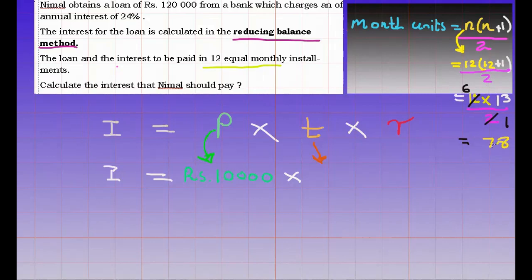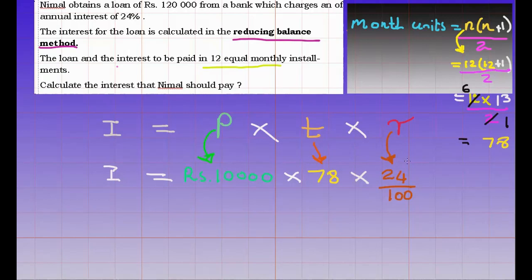So what do you write in the place of time? You write the number of month units. This is something special you do for reducing balance method interest calculations. All right, times. Now comes the rate, the interest rate. Let's look at what the interest rate is. What have they said? It's 24%. So how do you write 24% as a fraction? That's 24 over 100.